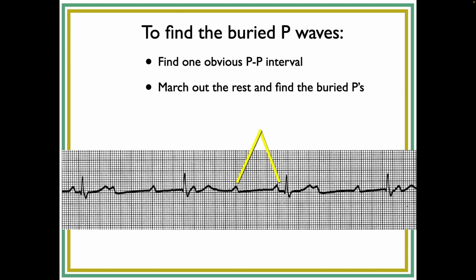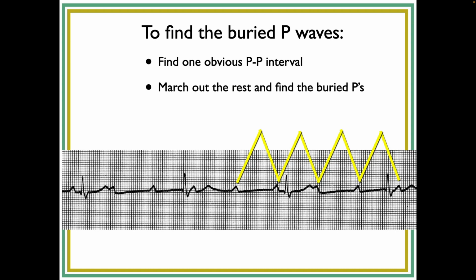The first thing you do is you take your calipers and find one obvious P to P interval. Does everybody understand what I mean? There's nothing in between. P, P. Here's our P to P interval, okay? And then go one way. Oh, this little bump on the back of the T wave, it's a P wave. Oh, this weird looking thing here, it's a P wave.